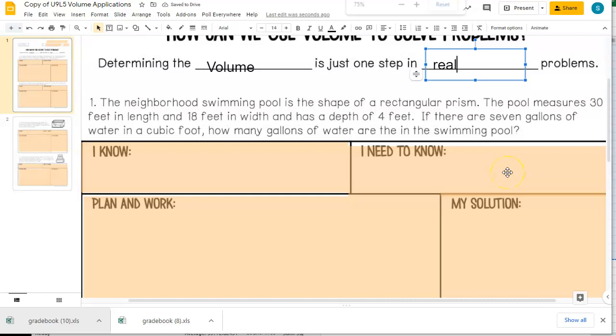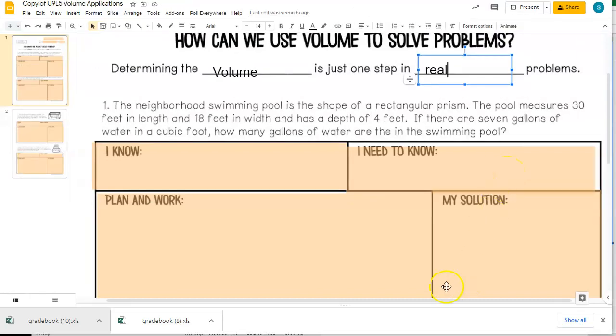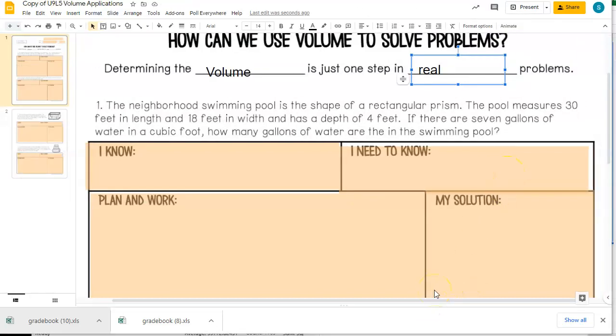Let me go ahead and zoom out just a little bit, see if we can see the whole problem. So let's start reading this problem. The neighborhood swimming pool is the shape of a rectangular prism. The pool measures 30 feet in length and 18 feet in width and has a depth of 4 feet. There are 7 gallons of water in a cubic foot. How many gallons of water are in the swimming pool? There's an extra "the" in there.